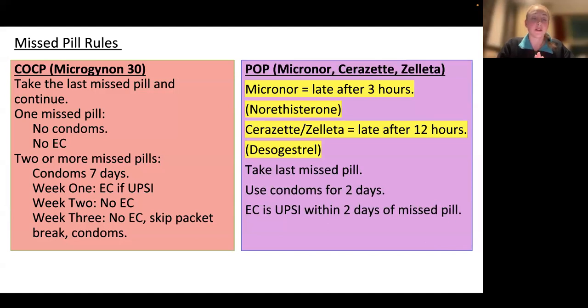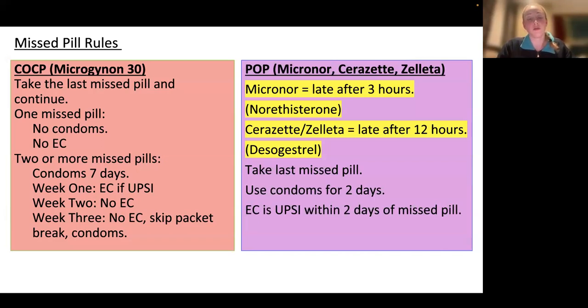So the general advice is to take the last missed pill as soon as you find out and you remember, even if that means taking two at once. But if you've missed two, not to take three. You just take the last missed pill and continue. And if it's just one missed pill, then there's no problem. You don't need to use condoms, and emergency contraception isn't needed.